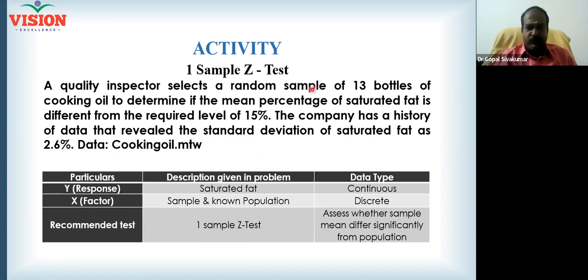All right. Now, let's see the conditions to go for the Z test. Data is continuous. You are comparing the sample and taking a decision on the population. What is the population? The cooking oil bottles which your company is manufacturing. The company is producing thousands of cooking oil bottles every single shift. That is the population. You are trying to understand the population by studying a sample of 13 bottles. The test is the one-sample Z test.